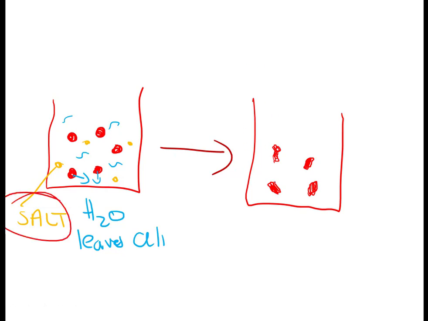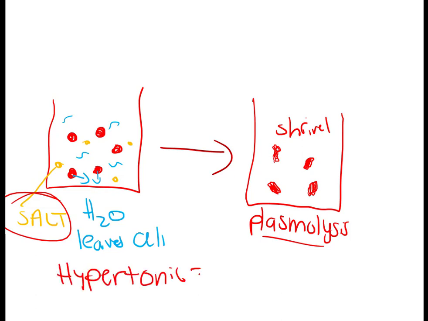So this time, when you see these shriveled cells, there's another name for it when the cell gets like this. It's not lysis, it's called plasmolysis. So this is a fancy name for when the cell gets all shrivelly. This kind of solution where there's less water and more salt is called hypertonic. So hypertonic is less water and more salt in the solution so that the water leaves the cell.